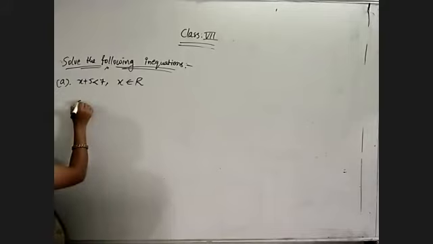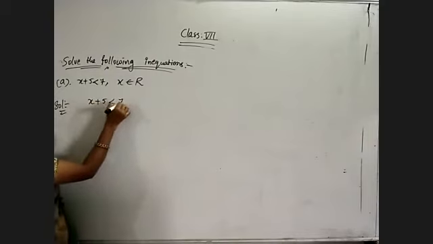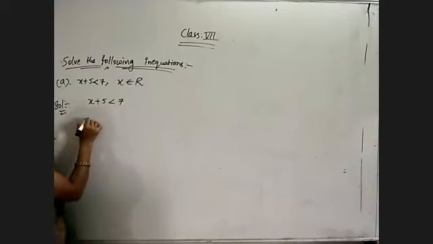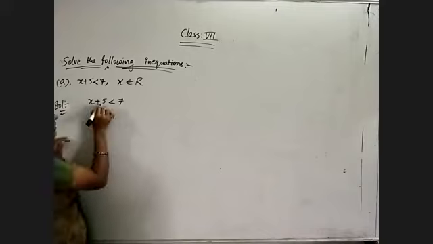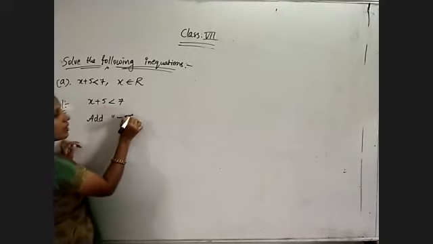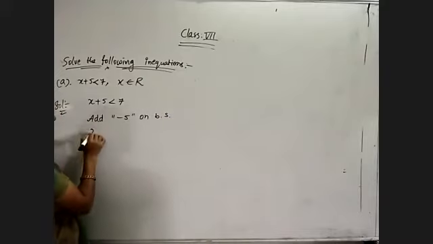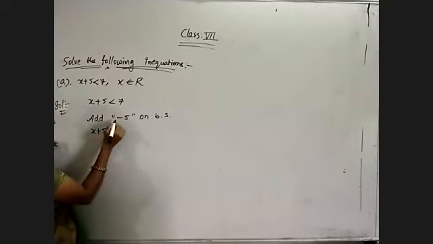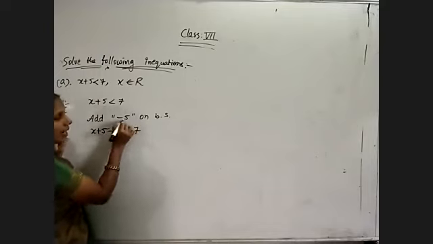So same as before, we go through the without-transposing method. Then how will we do it? x plus 5 is lesser than 7 is my given inequation. To remove plus 5, I need to add minus 5 on both sides. The additive inverse of plus 5 is minus 5. On both sides, what will I get? x plus 5 is my LHS, I am adding minus 5, and lesser than 7, I am adding minus 5.